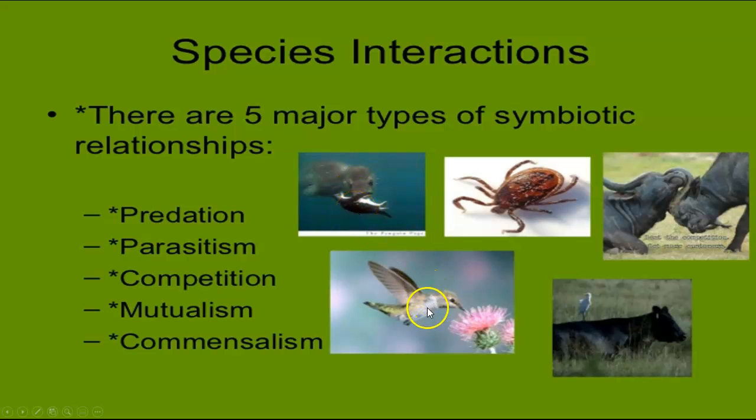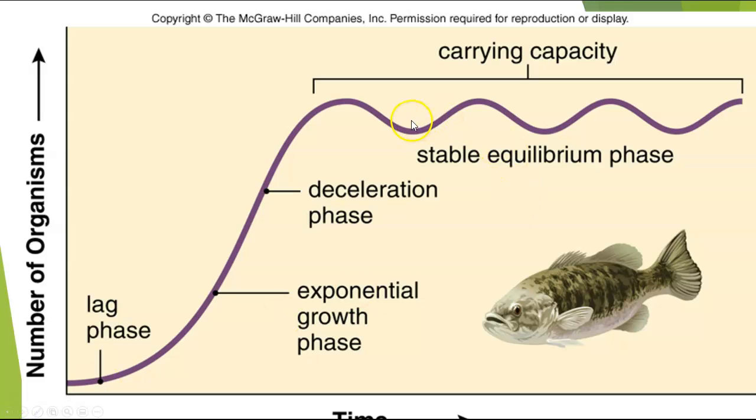And then we've got a hummingbird and a flower. So the hummingbird is getting food, and the flower is not benefiting. Now, I would kind of beg to differ. If pollen gets on the beak of that hummer and it goes to another flower, then it would actually be mutualism. But they're using this as a commensalistic example in this situation.